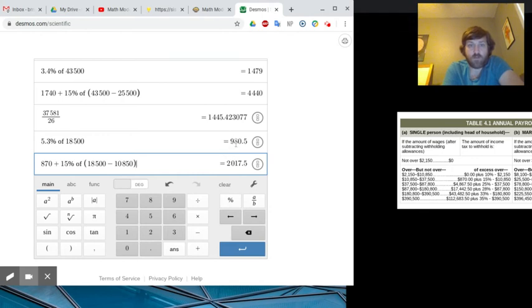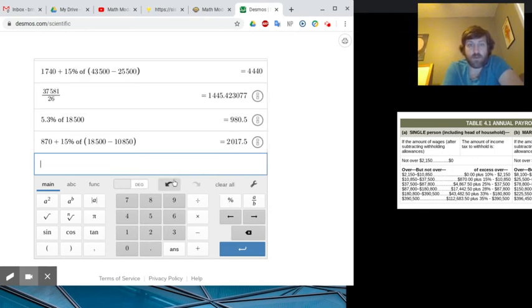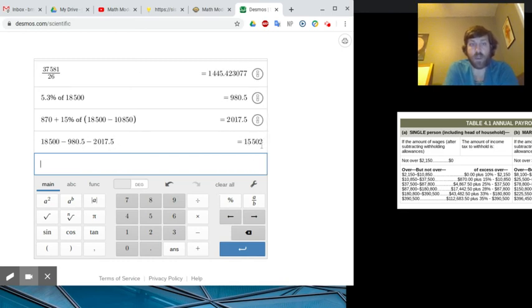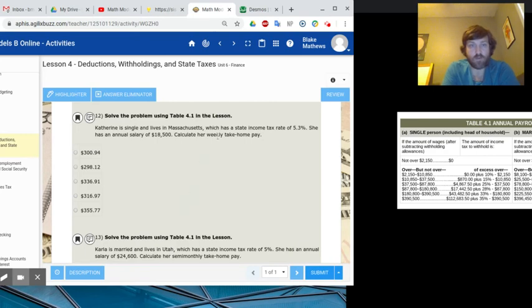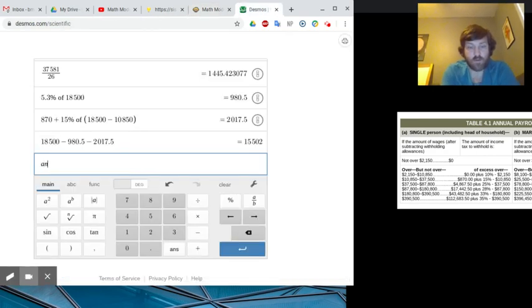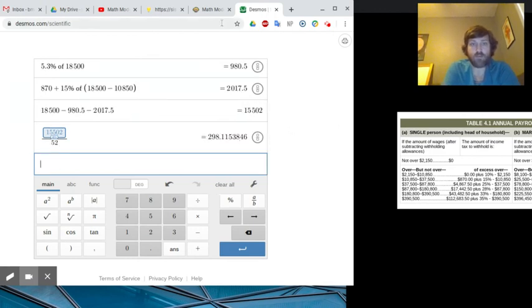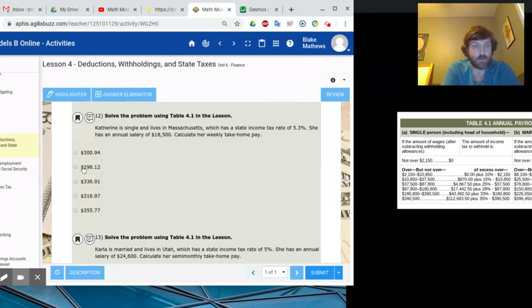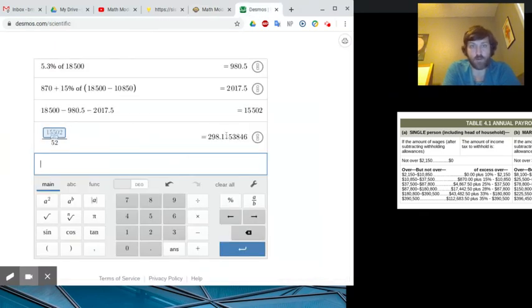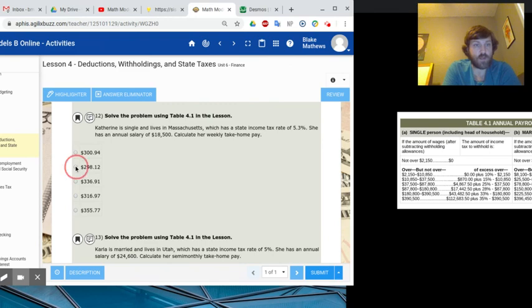So these two numbers represent the total withholding. We're going to do her salary minus 980.5 minus 2017.5. And this is her take-home pay. We go back, but it wants to know weekly. So we need to take that answer divided by 52. So take-home pay every week is $298.11 or 12, rounded up. I think we should have rounded up. So that's going to be $298.12.